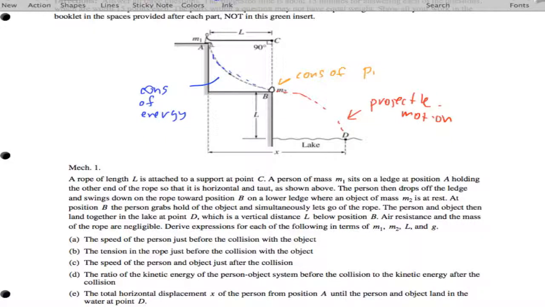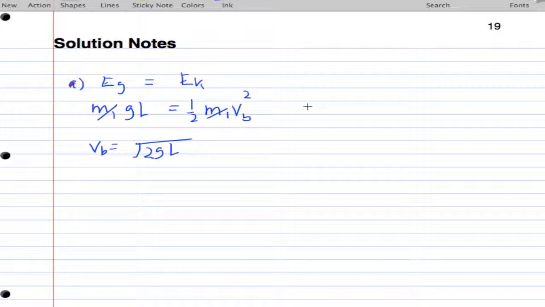Now, for part B, we want to know the tension of the rope just before the collision with the object. So we're still before the collision. I've used conservation of energy, so let's actually draw a free body diagram of M2. I'm going to have the tension going up, and I have the weight on it due to the Earth.